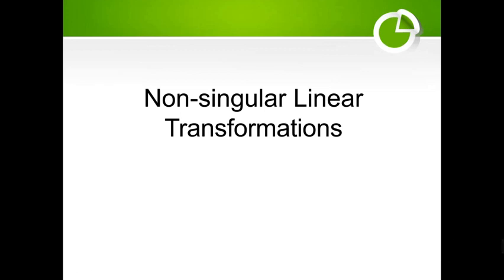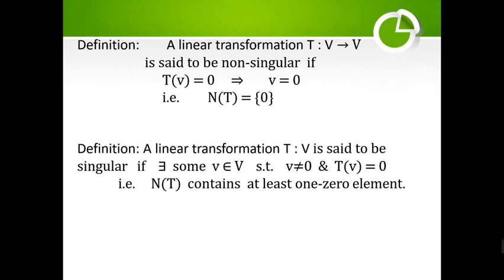Hello everyone. Now we're going to talk about the non-singular linear transformation. By the definition, a linear transformation T from V to V, meaning it maps into the same space, is said to be non-singular if T of v is equal to 0, then v is equal to 0. For example, the null space of T is equal to the set of 0. And then this is singular.